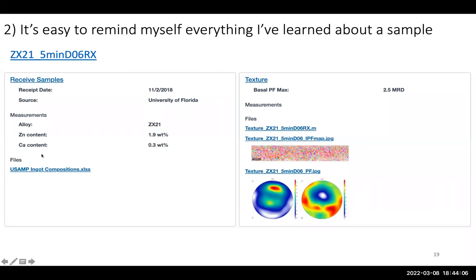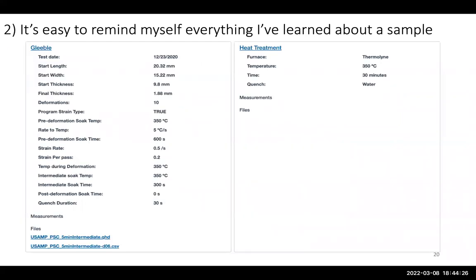Here I've got information about where I received the material from and its composition. Then I've done some texture measurements using EBSD, and I've got the files I've used to generate these, as well as the inverse pole figure map and the pole figures, so I have a quick visual on the texture intensity. I've done some Gleeble thermomechanical processing, and so there's a short summary of the processing attributes, as well as the QHD file.